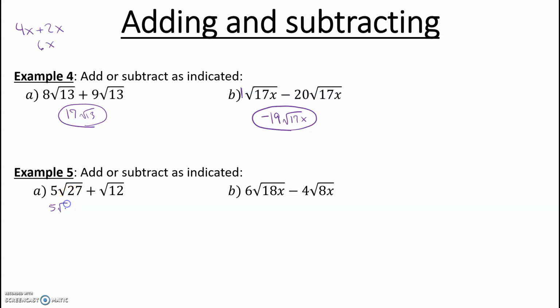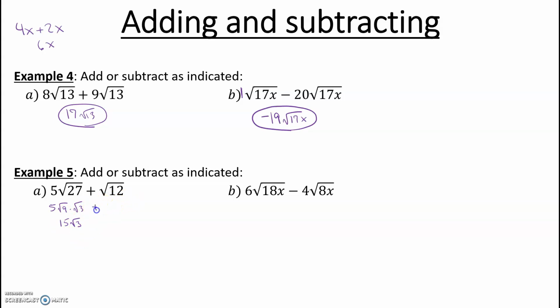27 I'm going to write as 9 times 3, because 9 times 3 is 27. Why did I choose those numbers? Square root of 9 is 3. 3 times 5 gets me 15. Still have the square root of 3. I don't know it, so I'm going to leave it. So again, square root of 9 is 3 times 5 gets me 15 times the square root of 3.